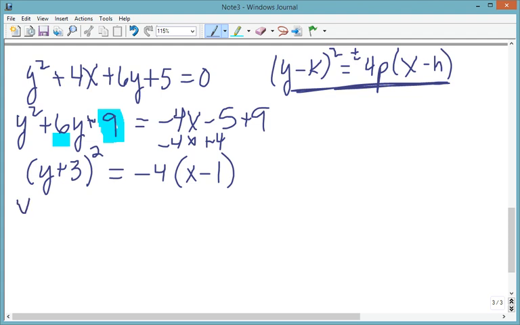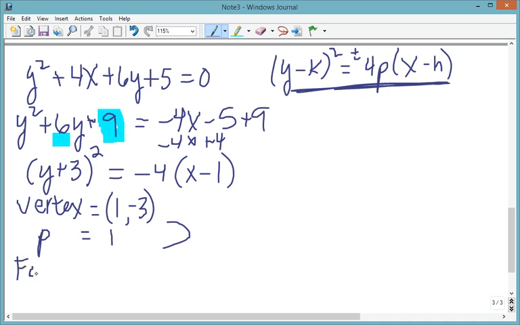So my vertex is, remember that the x term comes first, it's a 1, and the y has a -3, so my vertex is at 1, -3. P is still going to be found the same way using this 4 here, right? And if 4p is equal to 4, then p must be 1. It's negative and it's y squared, so it's opening to the left. And my focus and my directrix I can find.